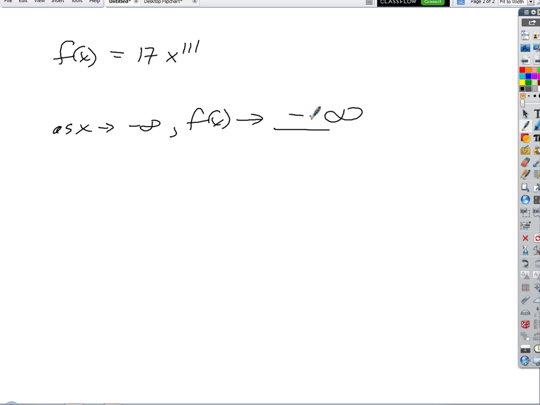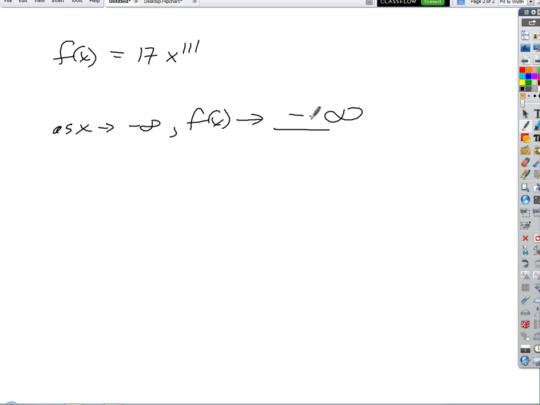Why is it? Good question. Because it's an odd number. Yeah, because this is odd, so a negative number to an odd power is going to be negative, right? Times positive is negative. Where do we get the negative out of? Because it's odd.